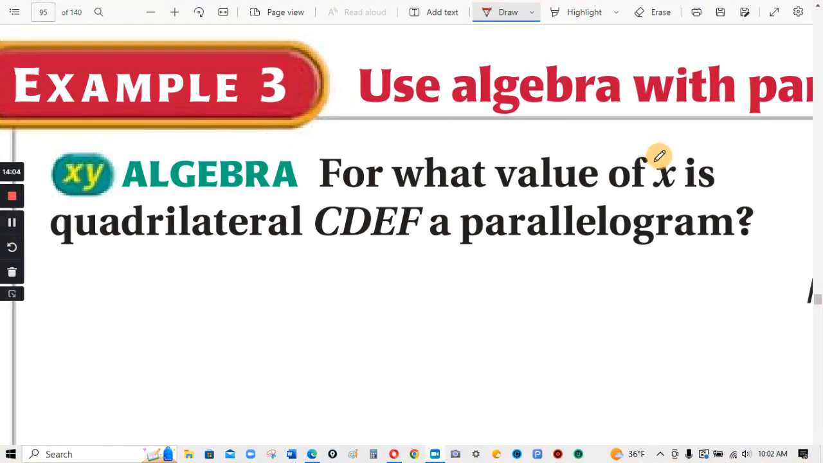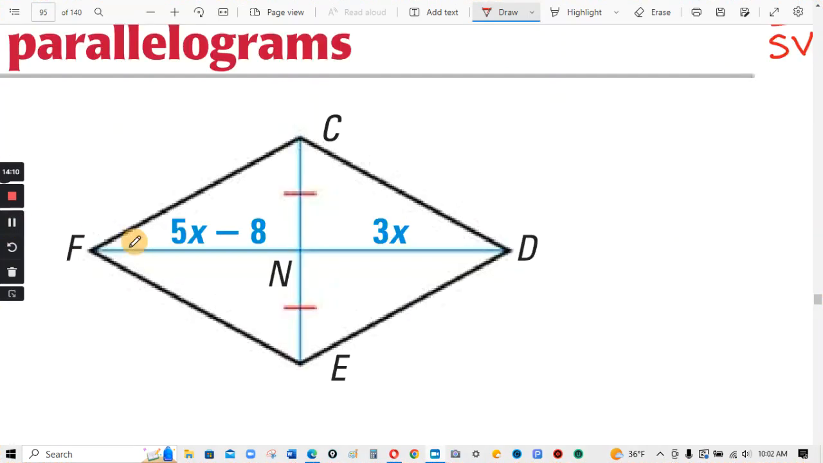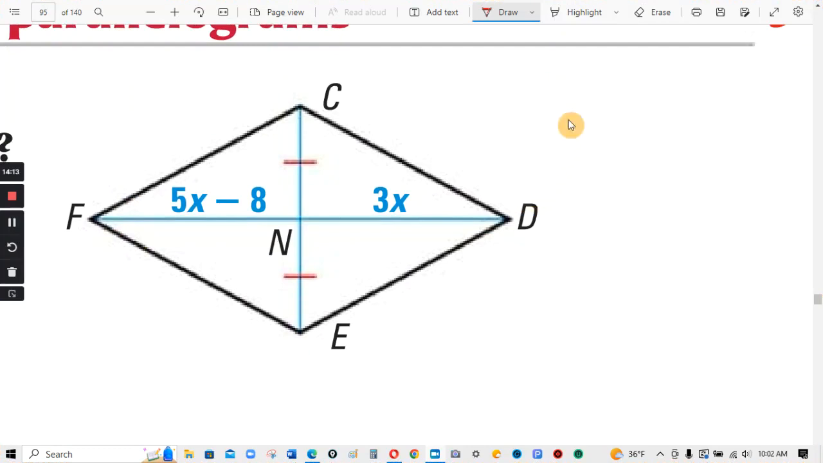Example 3, for what value of x is the quadrilateral a parallelogram? Okay, one thing to prove that it's a parallelogram is that the diagonals bisect each other. We already have the marks here. So we know that this and this are the same length. And now for the other set of diagonals, we want to make this equal to that, or congruent. So FN has to equal ND.